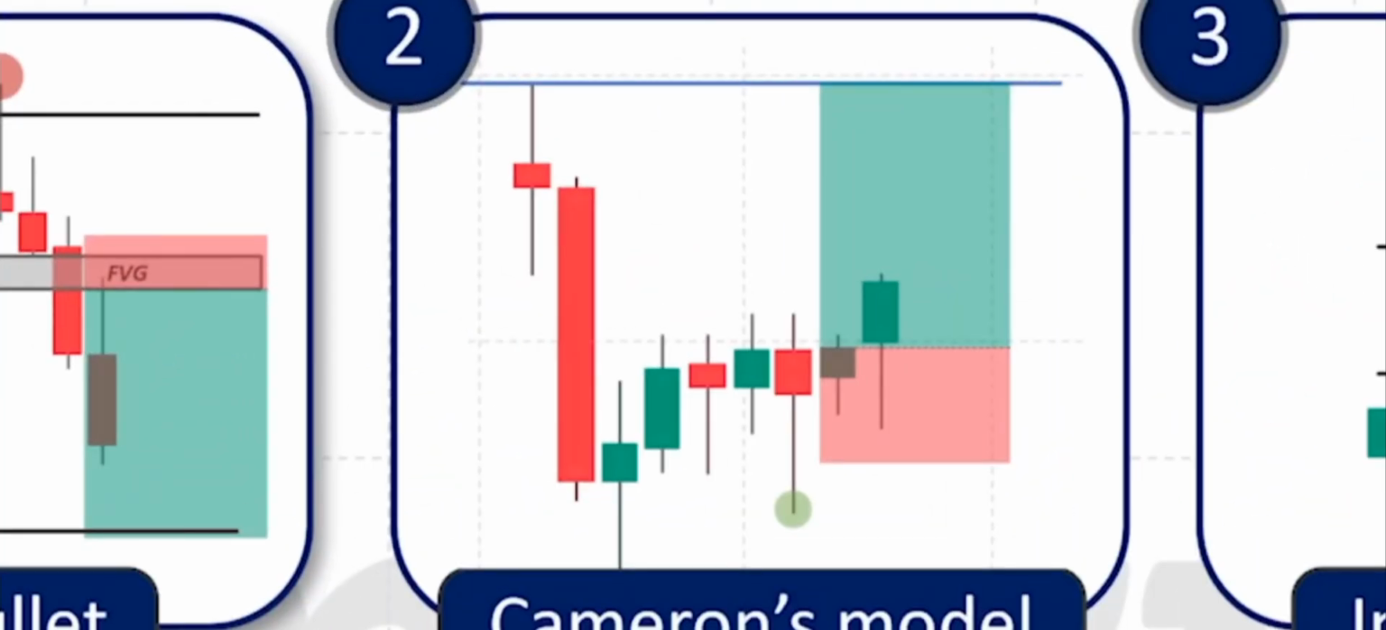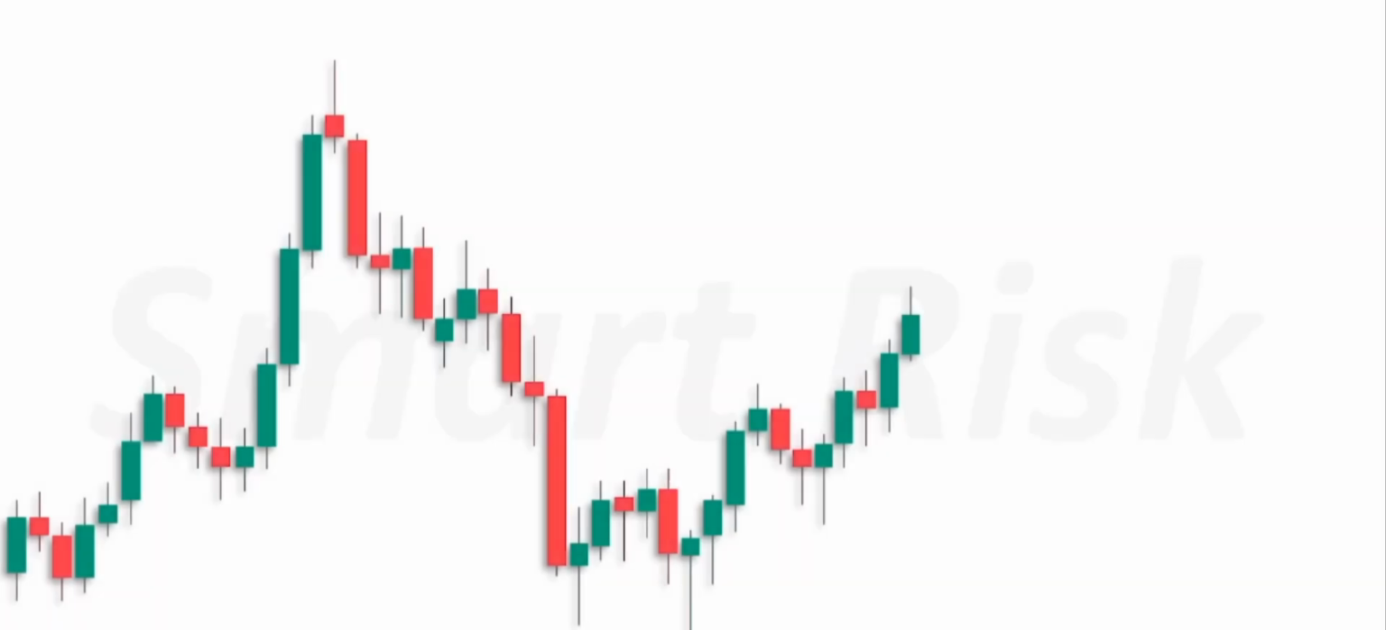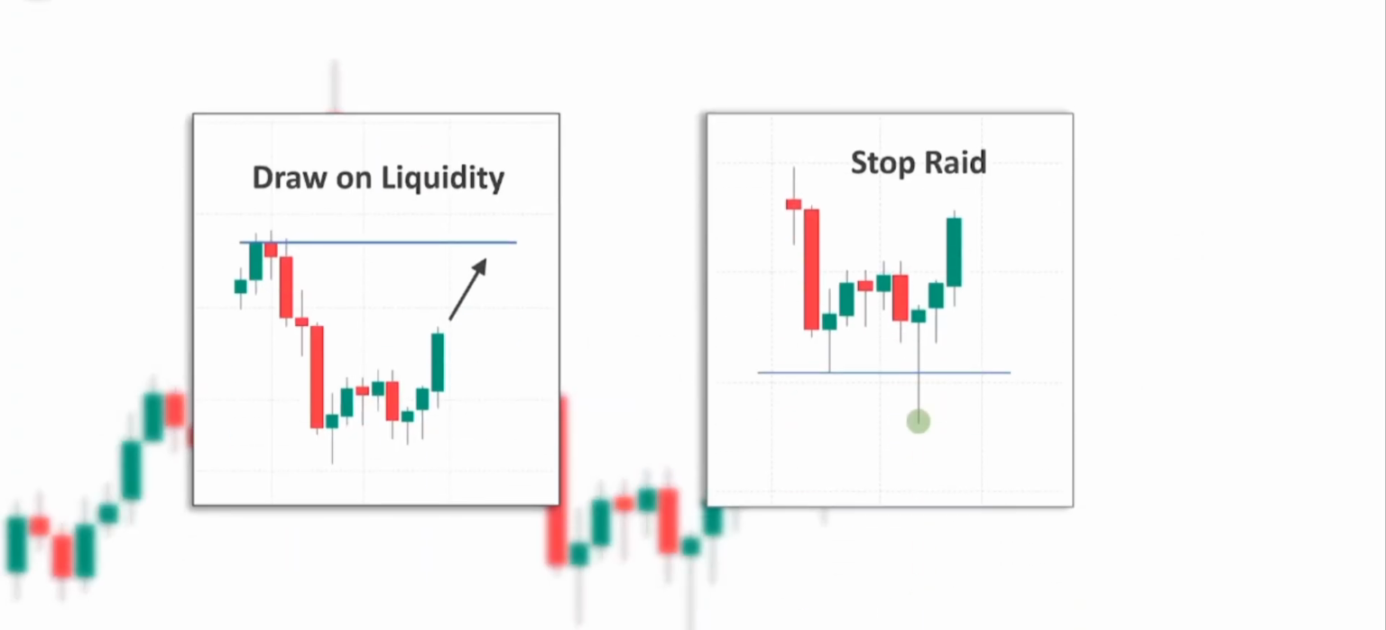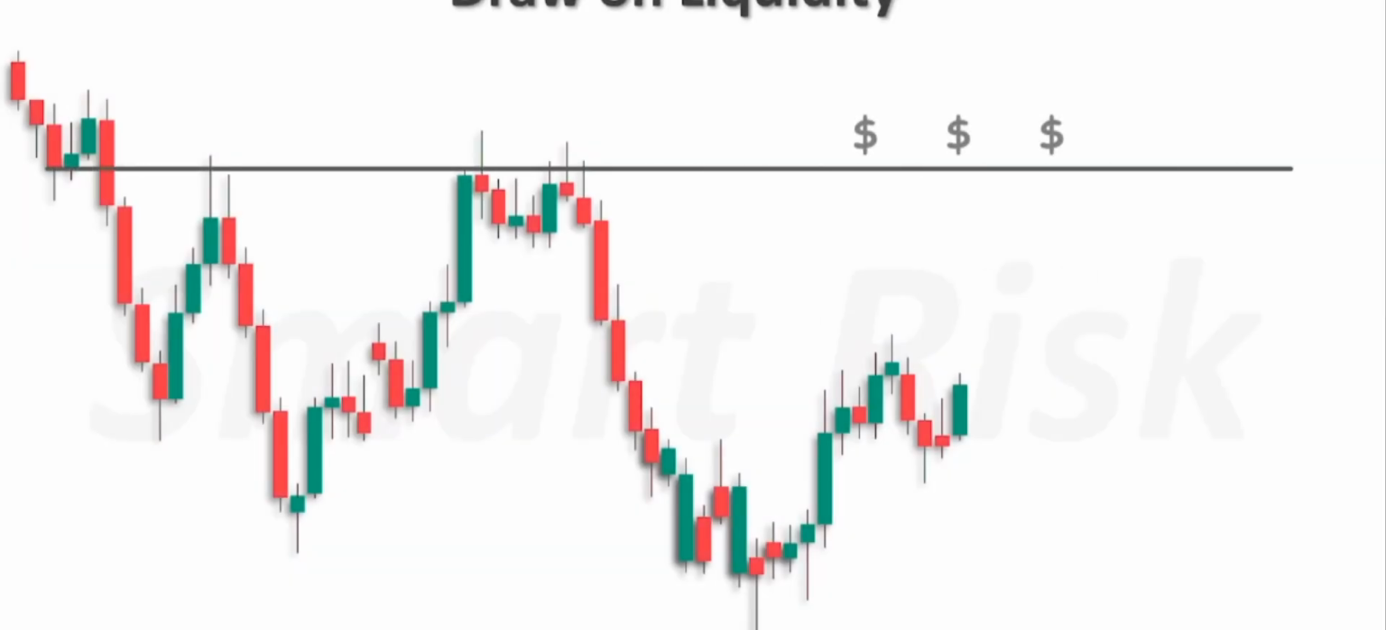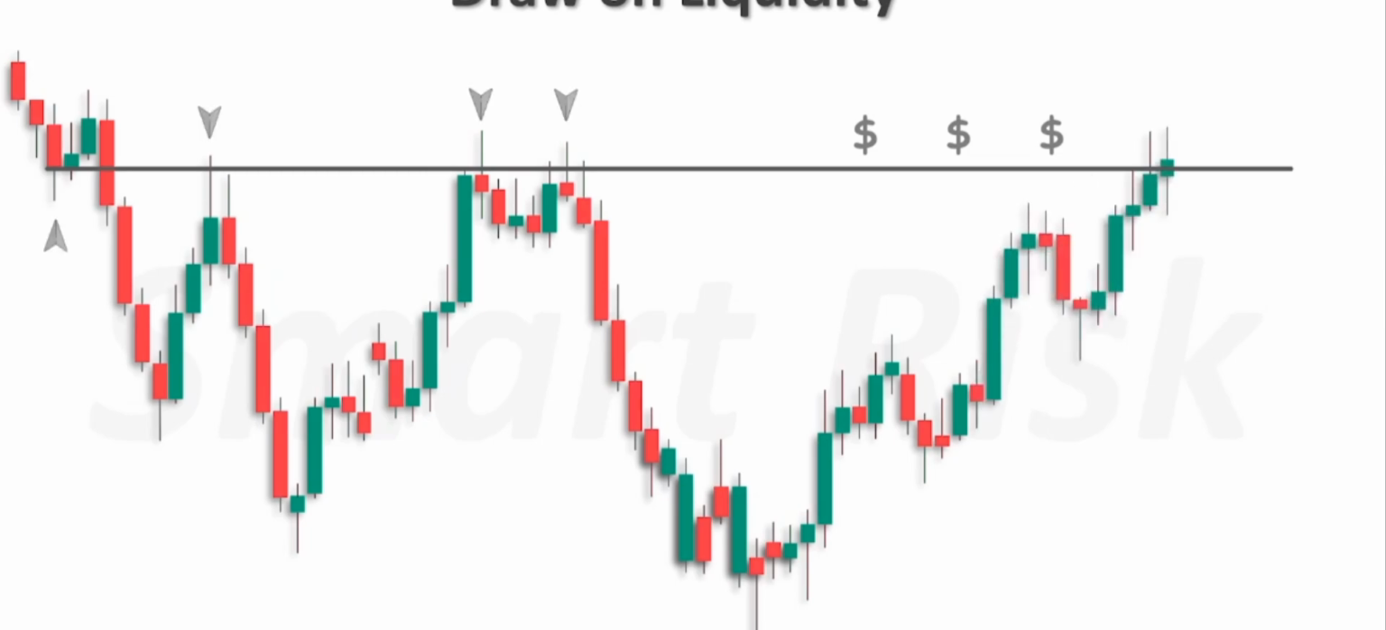Number 2. Cameron's model. This trading model is made up of three main components: a draw on liquidity, stop rate, and entry. So, what is a draw on liquidity? It basically means finding a key liquidity level that the price is moving toward. In simple terms, the market often moves to areas with resting liquidity, such as equal highs, equal lows, or obvious swing highs and lows, because that is where many orders are waiting to be filled.